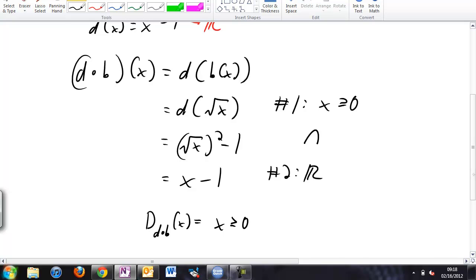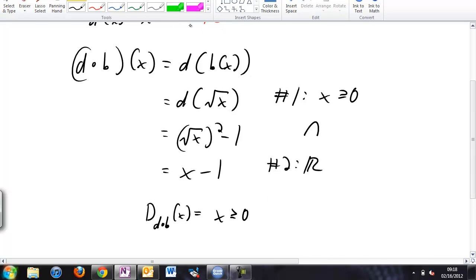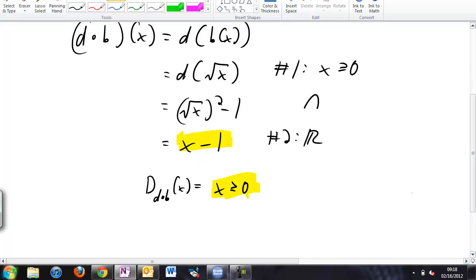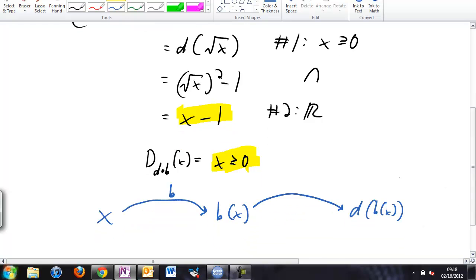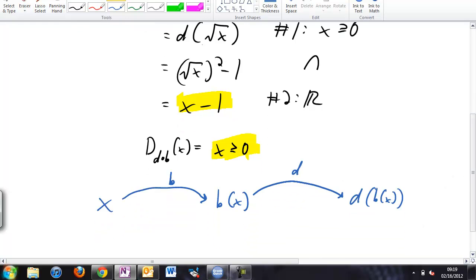to 0. Now, some may ask, well, when you look at this function here, how can you see that x is greater than or equal to 0? And you can't. You have to think about composition of functions as a process, or a journey. We're starting with x, and then we're going to transform x into b of x using the b function. Then we're going to transform b of x into d of b of x.